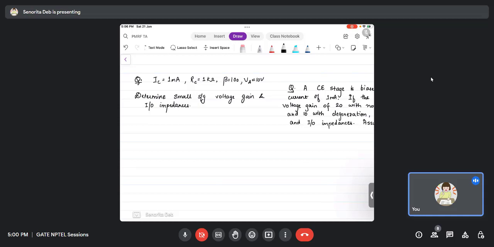Voltage headroom is what is limiting your value of RC. We're limiting the voltage gain. Okay, so now please solve this question. IC is given, RC is given, beta is 100, VA is 10 volts. So what is VA? VA is something which comes from early effect.